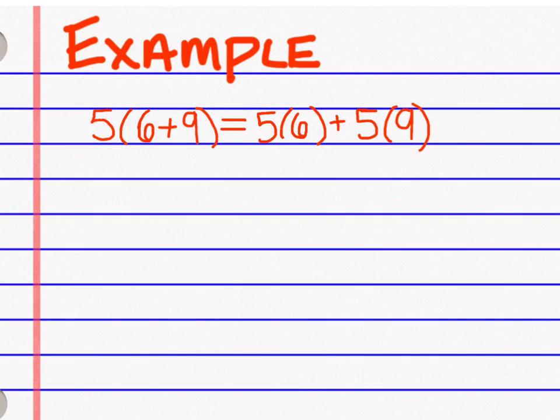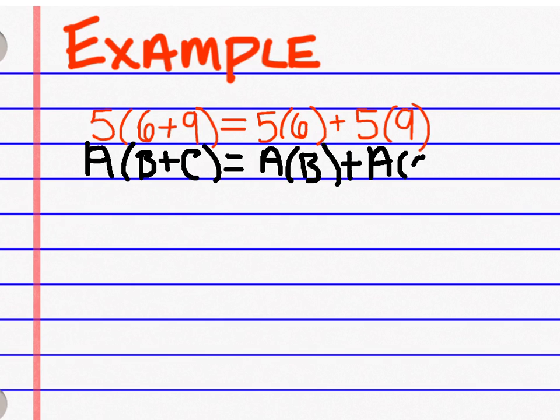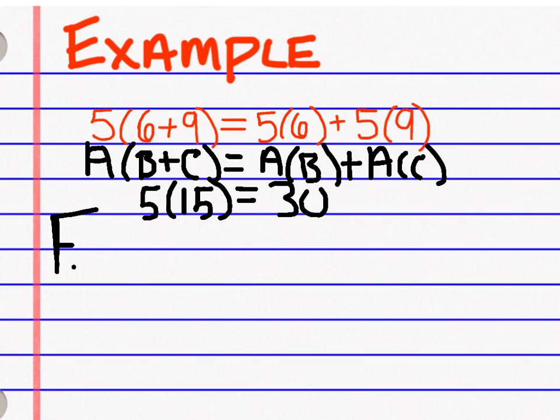Little worksheet out. Okay, for the first example number 3, we just want to plug in our variables for these, makes it a little easier. We get A times B plus C is equal to A times B plus A times C. And this is the distributive property. It's letter F on your handout. And if we just work this out, we have 5 times 6 plus 9. That's 5 times 15 is equal to 5 times 6 is 30 plus 45. And on either side, we'll have 75.